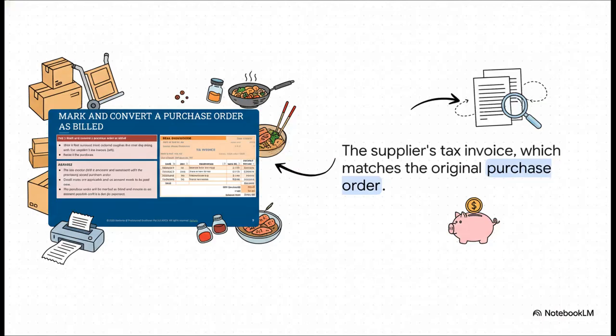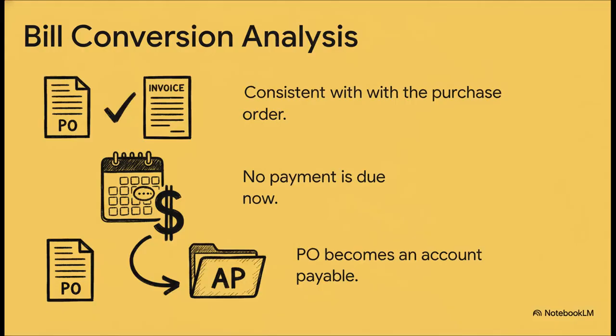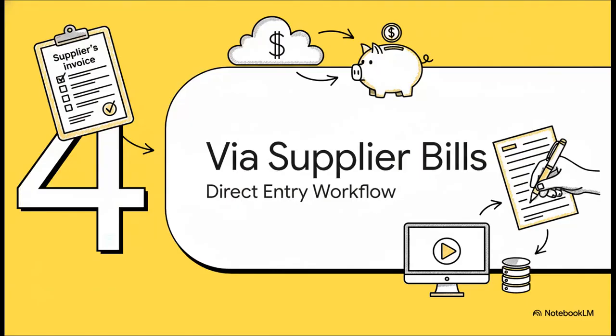Following the purchase order, Walk and Roll receives both the supplies and the corresponding tax invoice from the supplier. As you can see, the details on this invoice exactly match the original purchase order we just reviewed. The analysis confirms consistency between the tax invoice and the purchase order. The previously established credit terms now apply, so no immediate payment is required. The purchase order's status is changed to billed, which officially converts it into an account payable on the balance sheet. That covers the purchase order workflow.